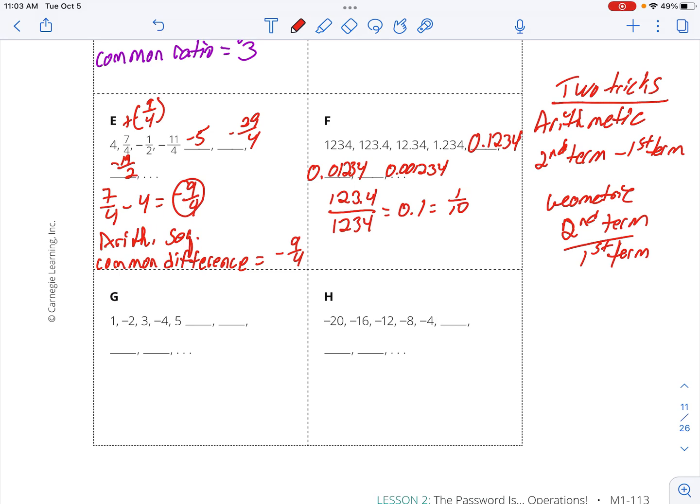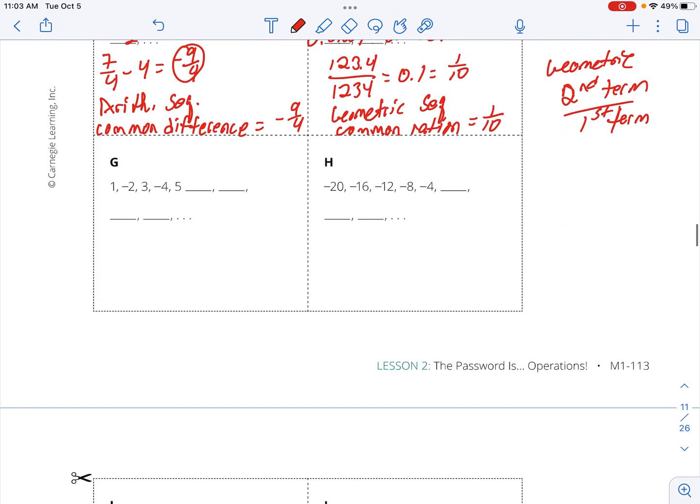So if you now plug into decimals, 123.4 times 1/10, it should take you to 12.34. Take 12.34 times 1/10, that takes you to 1.234. So that tells me we are geometric and only geometric. And we have ourselves what we call a common ratio, which in this case is that 1/10.